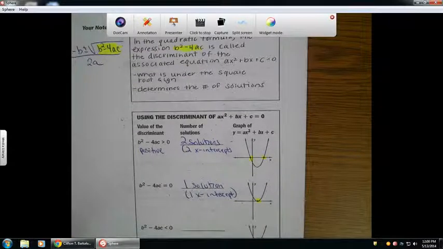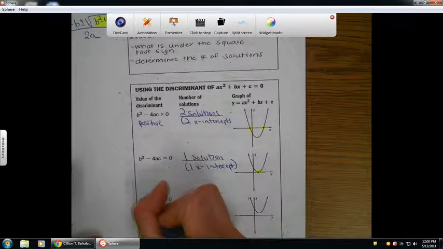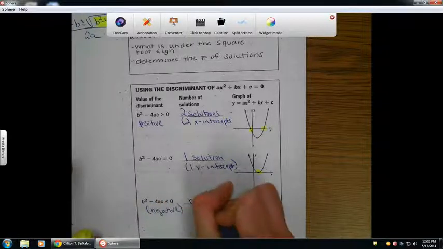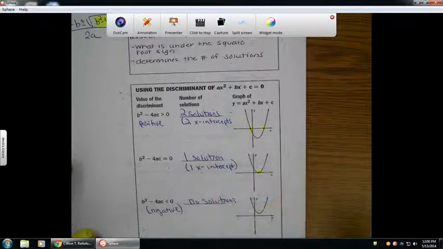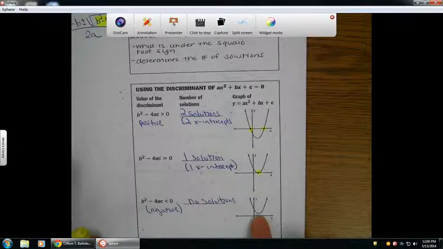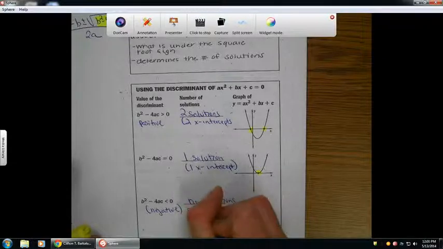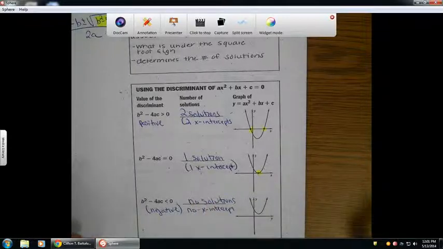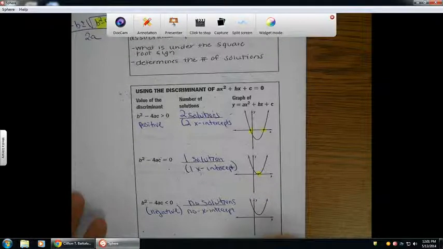And when the value of the discriminant is less than 0, meaning it is negative, there are no solutions. And if you look at the graph, you can see that the parabola never touches the x-axis. The reason that there are no solutions is because we can't take the square root of a negative number. So anytime your discriminant underneath the square root sign is negative, we don't have a solution. So pause it if you need to. If not, flip over to the next page.